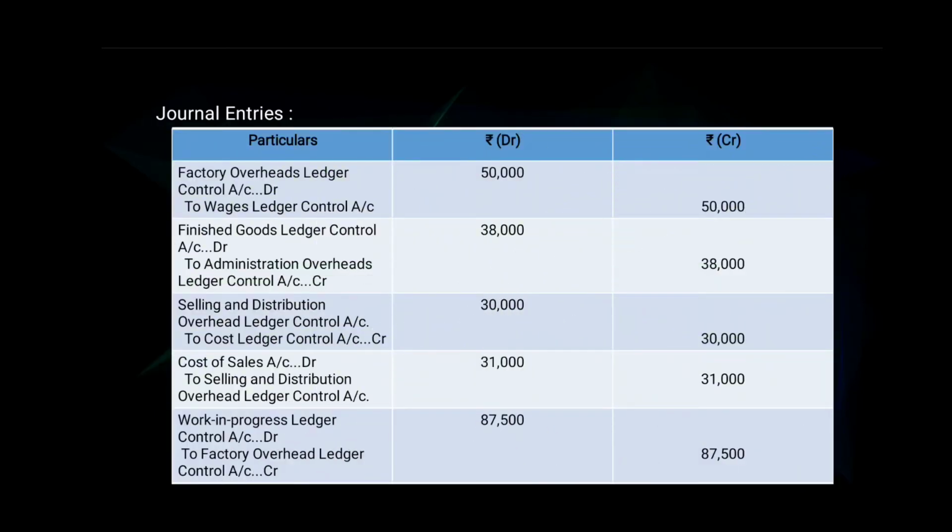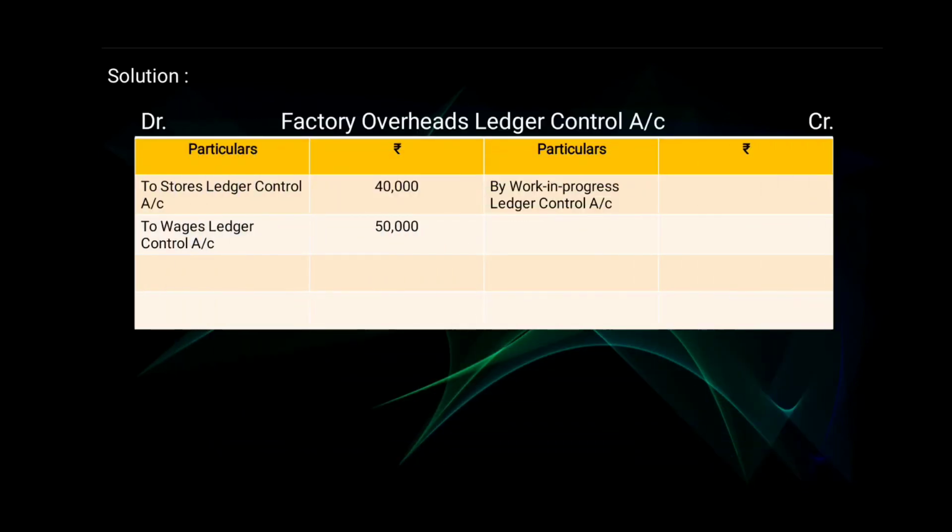And the next effect will give in factory overheads ledger control account as, by work in progress ledger control account, amount is 87,500.